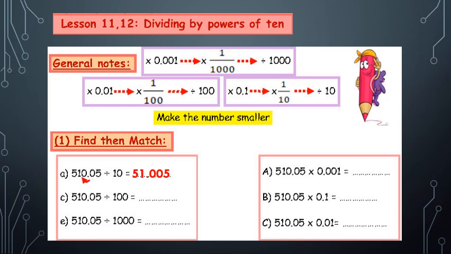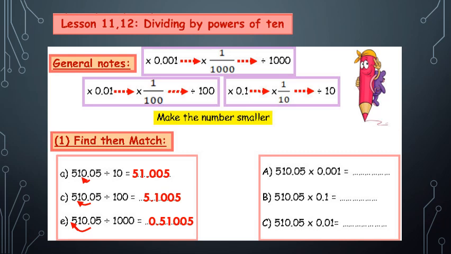Dividing by 100, that means the point will move to the left 2 steps. So the answer will be 5 and 1005 ten thousandths. Dividing by 1000, that means the point will move 3 spaces. That means the answer will be 51,005 hundred thousandths.